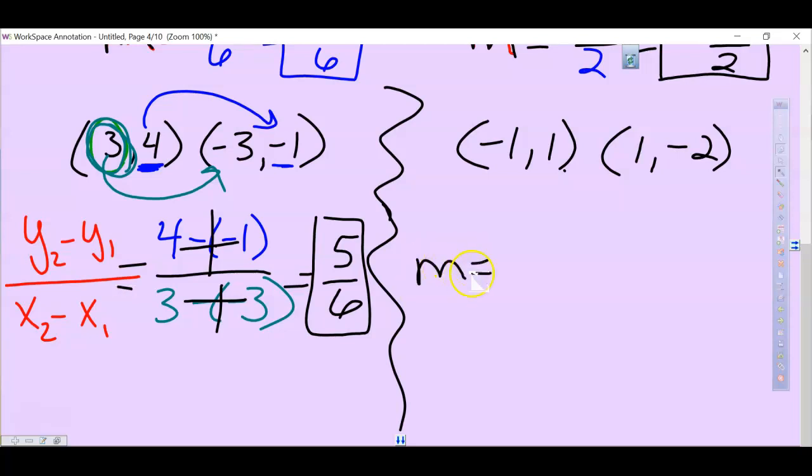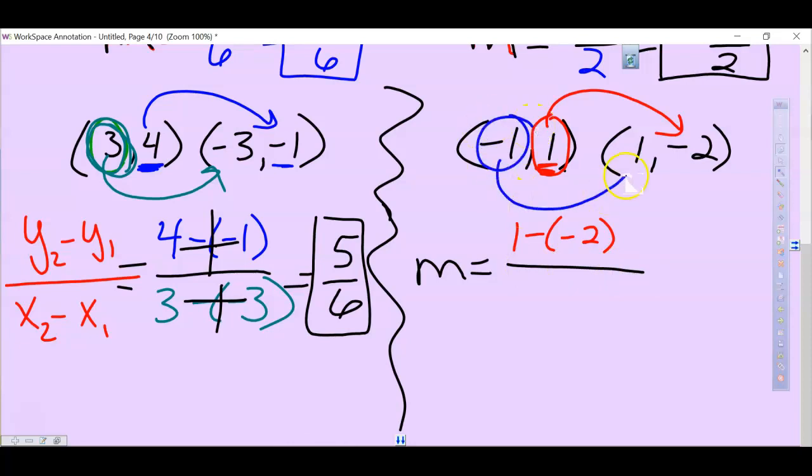Let's find slope. Once again, we start with our y values. I'm going to just start with the first point there is. I'm going to take 1 minus -2. 1 minus -2. Make sure you're getting that in there correctly. And then we're going to do our x values, and -1 minus 1.